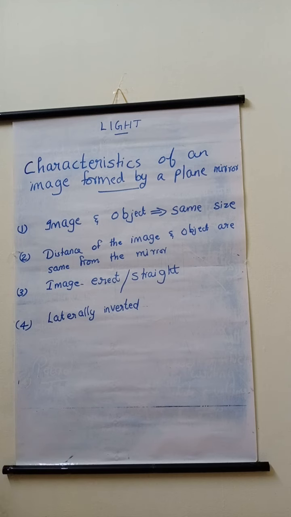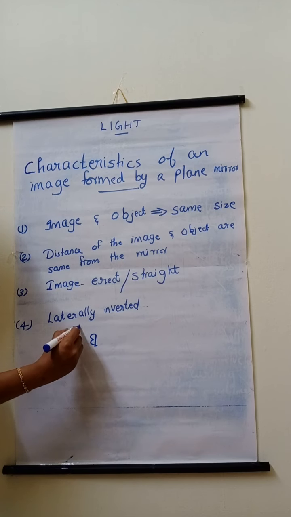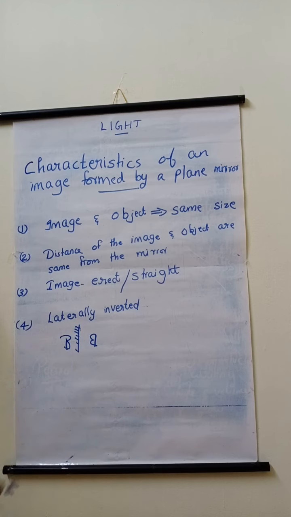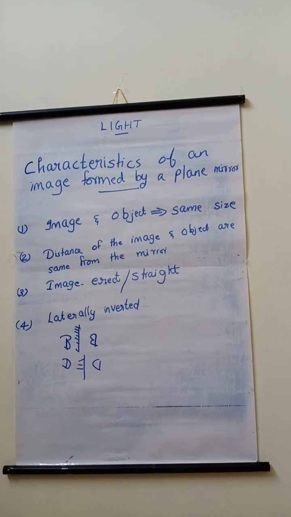Third point is that the image formed by a plane mirror is always erect, or you can say it will always be straight. Fourth point is that the image formed by a plane mirror is laterally inverted. Laterally inverted means when we look through a mirror, the image of the letter B will look like this. So this is the reflecting part. When we look through the mirror, the letter B will look like this, and the letter D will look like this.